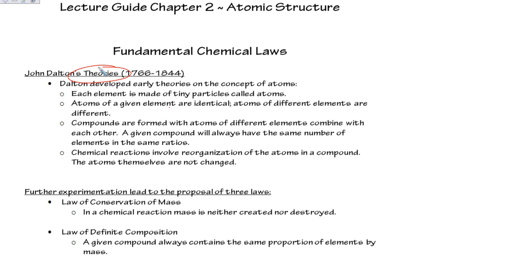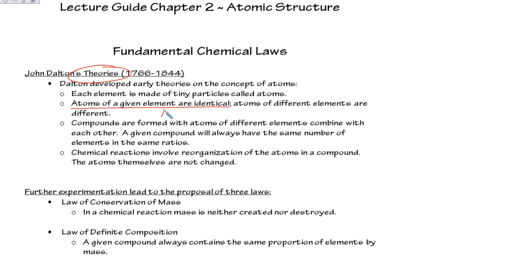Matter is made of tiny particles called atoms. I'm cool with that. Atoms of a given element are identical. Atoms of different elements are different. Well, I have no problem with the second half. Yeah, atoms of different elements are definitely different. But are you kind of bothered by the first half now? Atoms of a given element are identical.